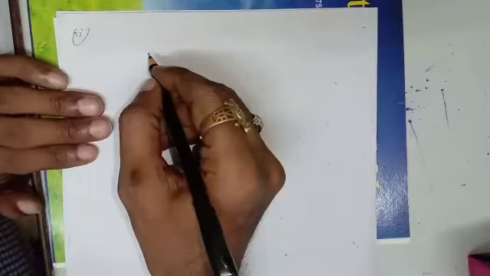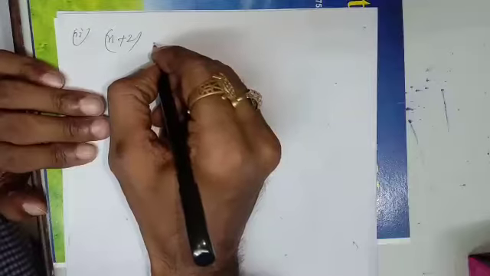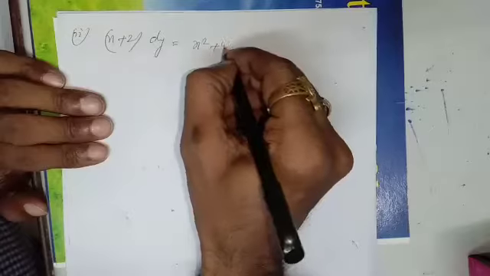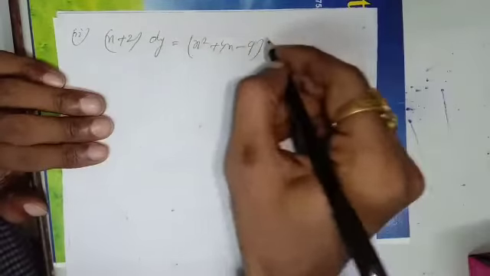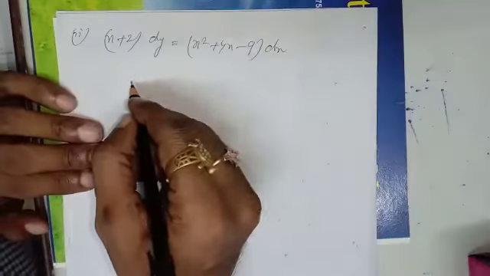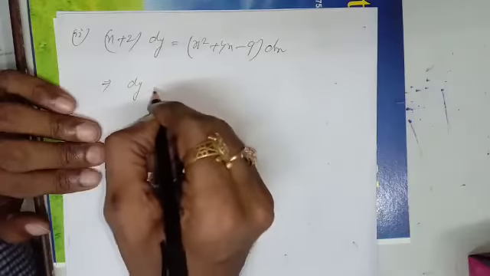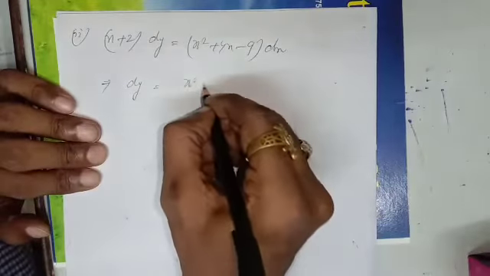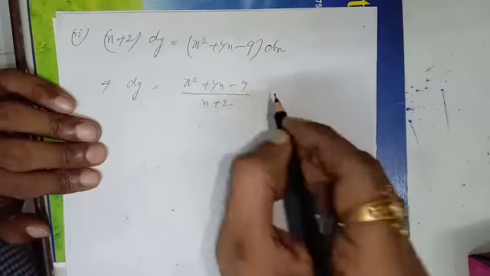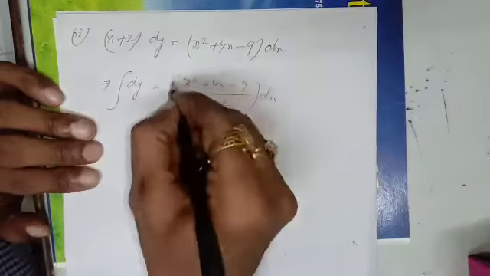Next, question number 3, second part. Question given: (x + 2) dy is equal to (x² + 4x − 9) dx. So first of all you have to separate the variables. It is given dy is equal to, taking this to that side, (x² + 4x − 9) divided by (x + 2) dx. After that you have to integrate.